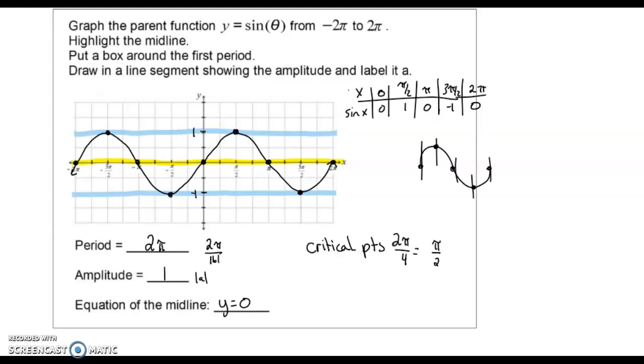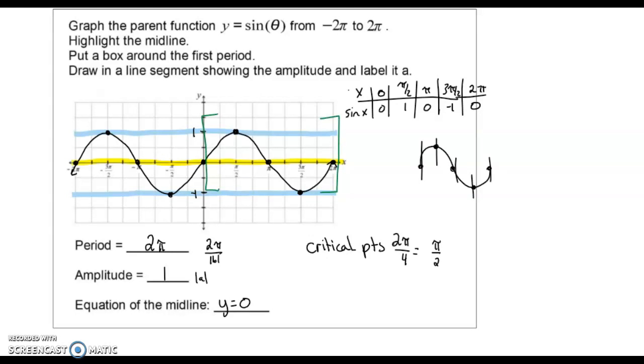Okay, so that's what the graph of the sine parent function looks like. Notice I put arrows on it to show that it extends forever to the left and the right. Now, I asked us to put a box around the first period. So the first period would be right here. After the green box, it's just going to continue to repeat.